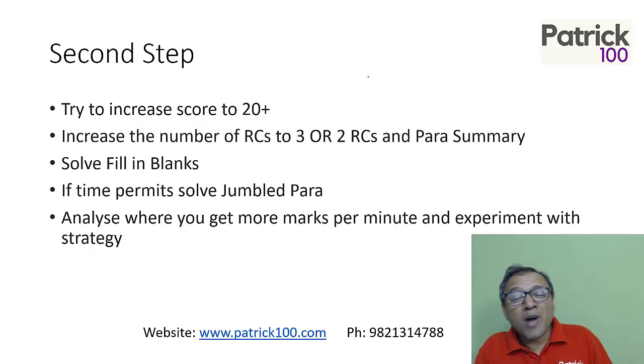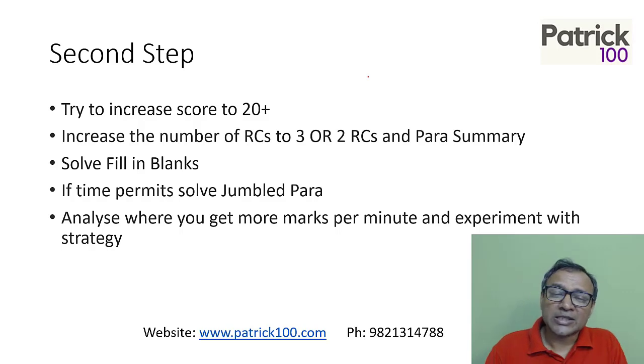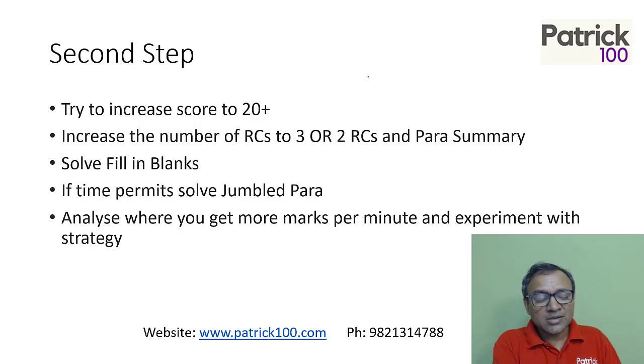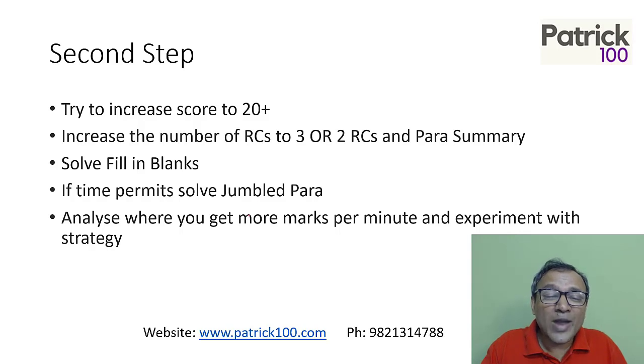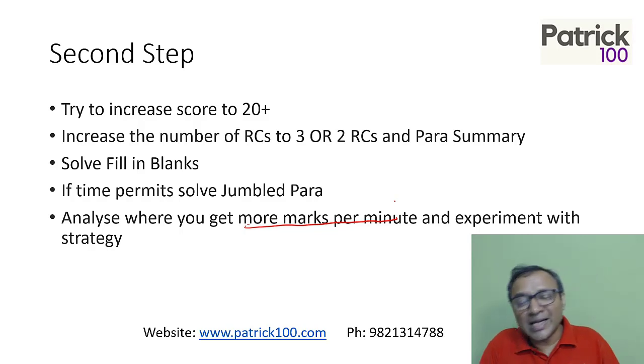To find where you get more marks per minute, experiment with your strategy. For every type of question, like fill in the blanks, jumble para, para summary, RCs, check the time that you take and the marks that you get, and check where you get more marks per minute. You should solve those questions where you get more marks per minute and leave those where you get less marks per minute.